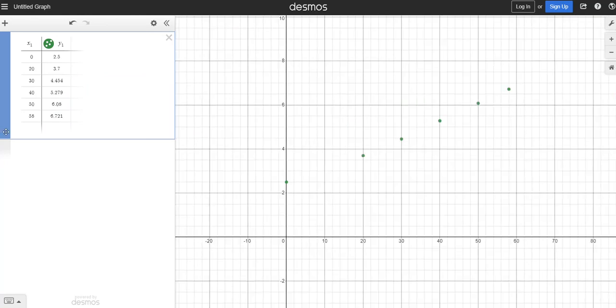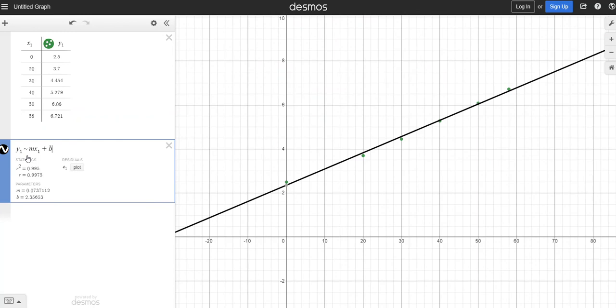All right, there's our data points, and those definitely look a lot more like a straight line. Probably not perfect, but looks very close. So I'm going to go ahead and say we probably want a linear model here. So y1 tilde mx1 plus b. And there we go. Once again, an r squared of 0.99, which is really good. And there's the m and the b given to us.